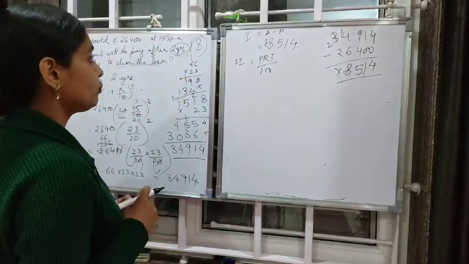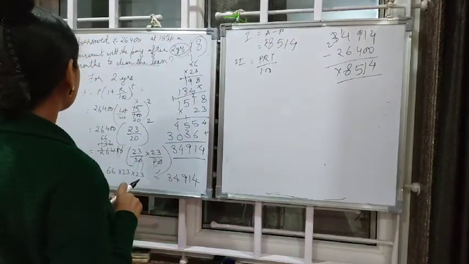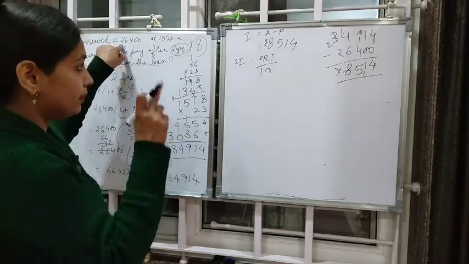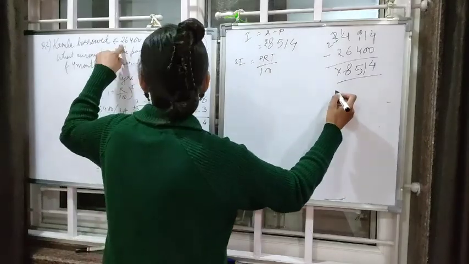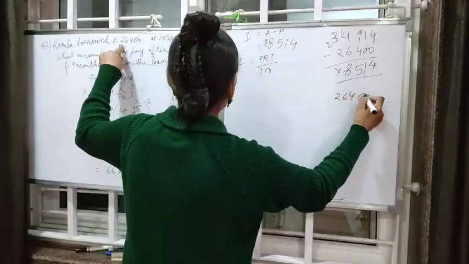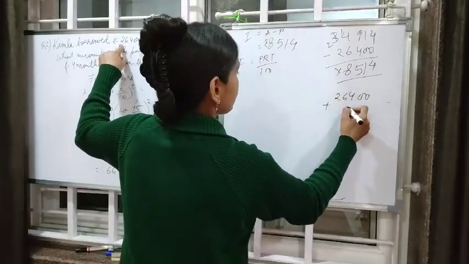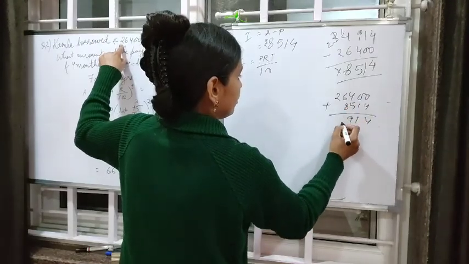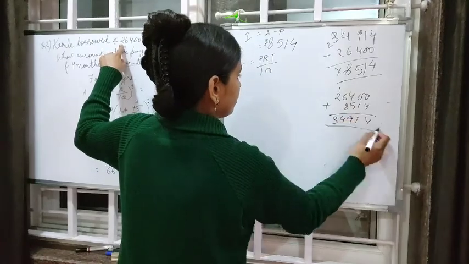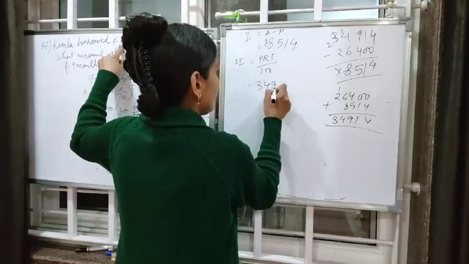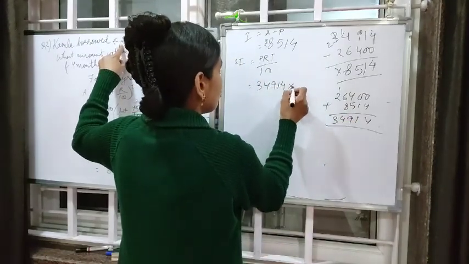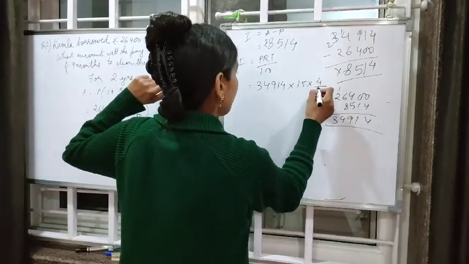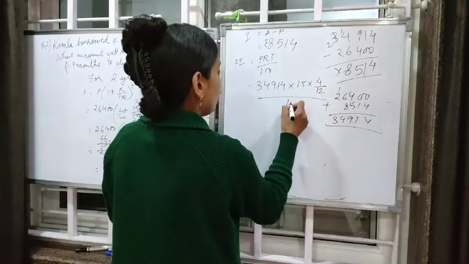So what should be the new P? That is the P plus the interest. Good, we took out the interest: 26400 plus 8514, which is 34914. So the principal is 34914, into R, which is 15, and time is how much, children? 4 months. That is 4 by 12, whole by 100.